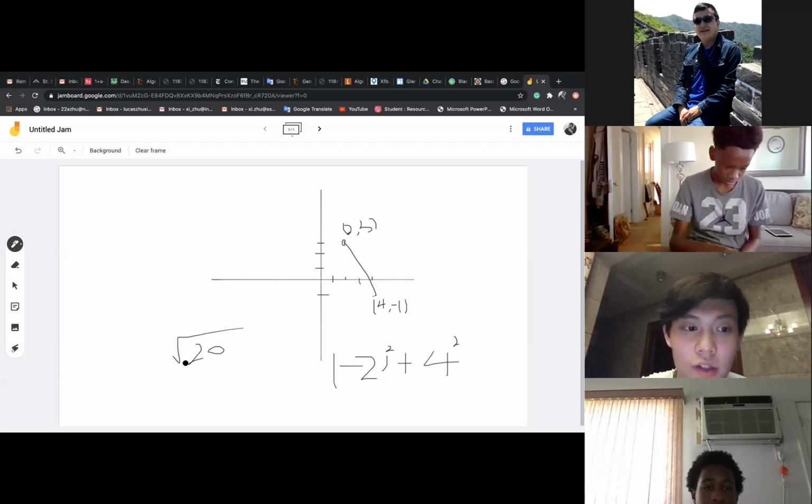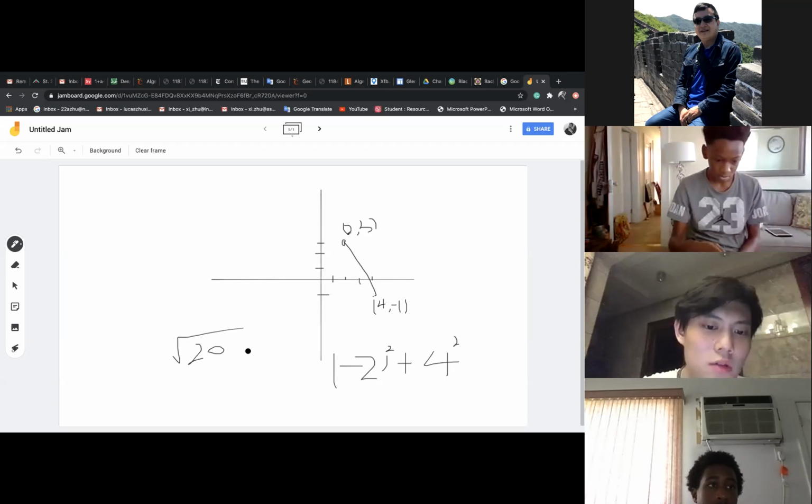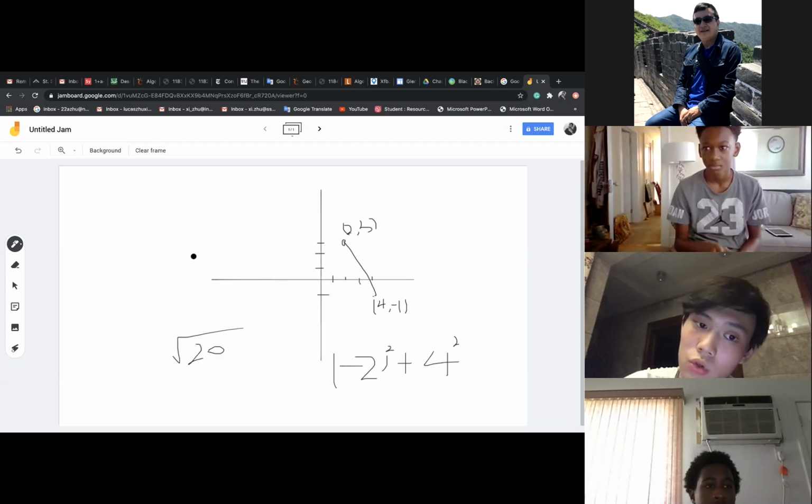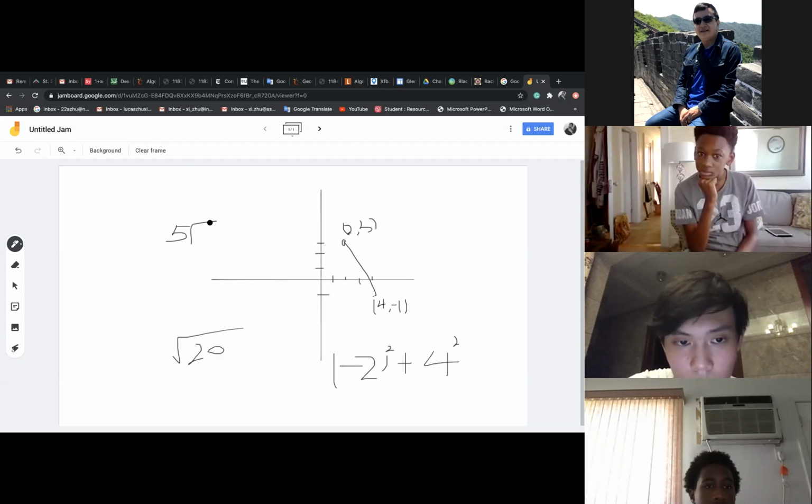But this is not the end. You have to simplify square root of 20. Do you know how to simplify square roots? Well, wouldn't it be 5 square root 4? 5 square root of 4. Are you sure?